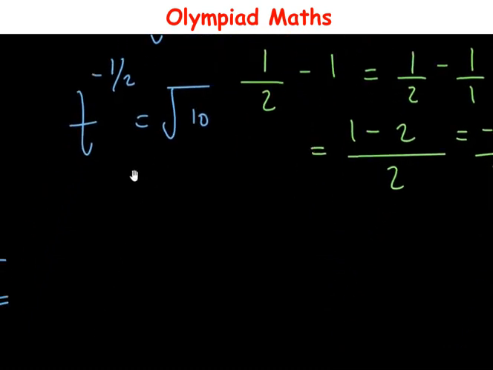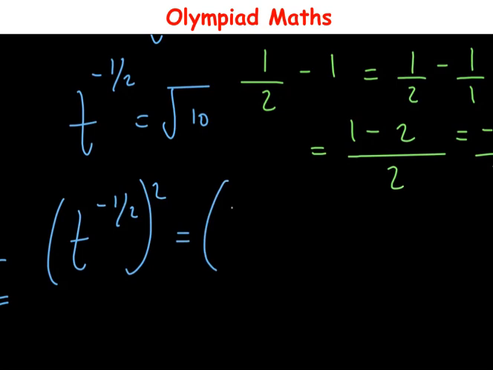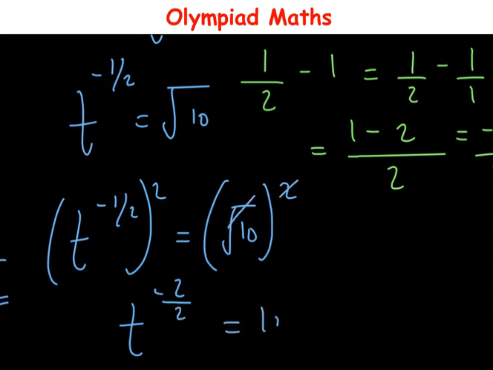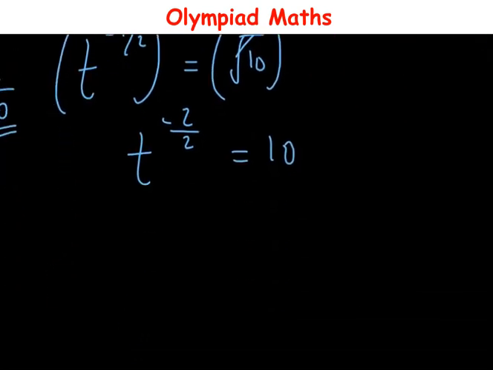So from here, the next thing is to square both sides of the equation. So in bracket, t raised to power minus 1 over 2, all squared, is equal to, in bracket, root 10, all squared. From here, what will happen is that power 2 multiplies 1 over 2. This becomes t raised to power minus 2 over 2 is equal to, square cancels square root, all we have is 10. Now from here, t raised to power minus 2 divided by 2, we have 1. So t to the minus 1 is equal to 10.